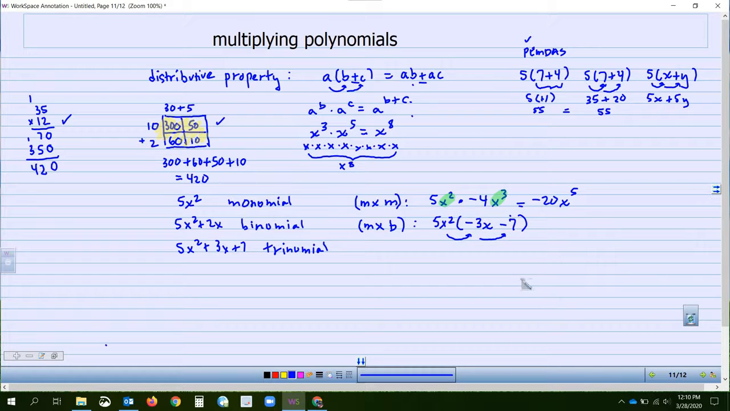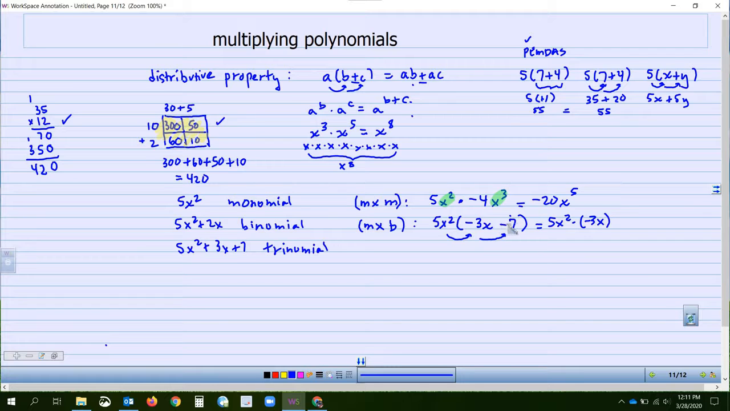The distributive property, right? We have this right here is our A, and this right here is our B, and this right here is our C. So I'm going to take that term on the outside and I'm going to multiply it by each of these terms here. So what am I going to get? I'm going to get 5x squared times negative 3x, right?